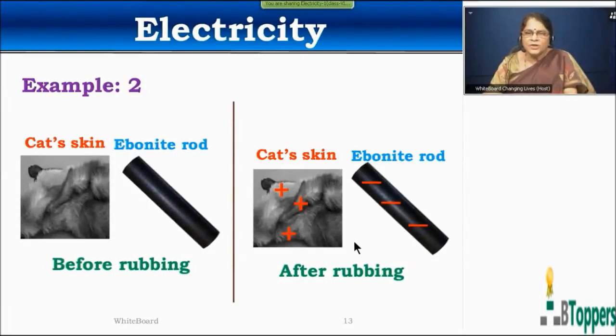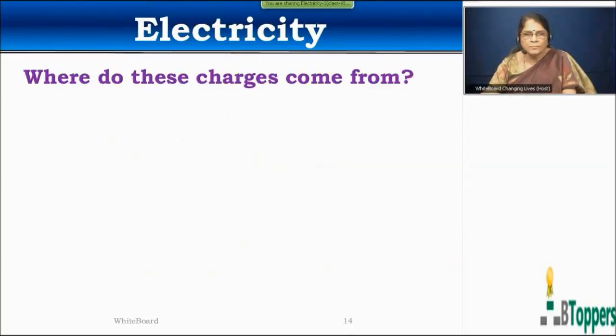Now, if you observe both the bodies, you can see that both of them are oppositely charged, and the quantity of charge is the same in both. The quantity of positive charge as well as the quantity of negative charge is equal among both the bodies after rubbing. But where do these charges come from?